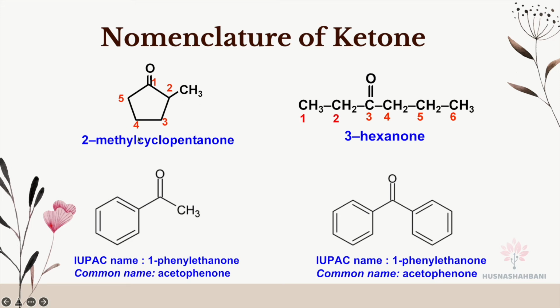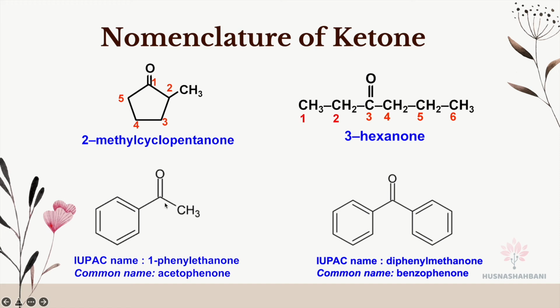Next example, 2-methylcyclopentanone. For a cyclic ring ketone, give the carbon double bond O carbon number 1, and this must be carbon number 2, the lowest number to the substituent. Don't give this carbon number 2, making this carbon number 5, wrong. You have to make this carbon number 2, the lowest number to the substituent, that rule is still applicable. And then 3-hexanone. Start counting from the left, ketone, give the lowest number to the carbon that has double bond O.